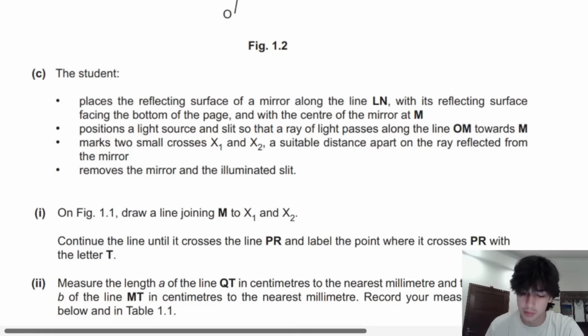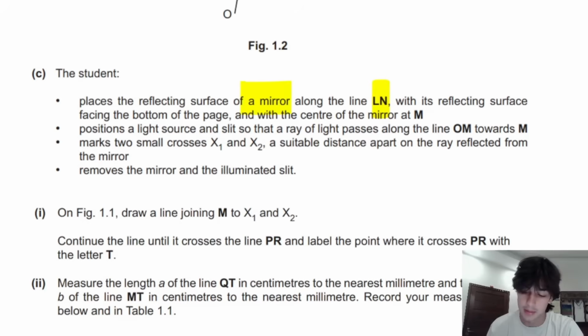Let's just move on. The student then places a reflecting surface of a mirror along the line LN with its reflecting surface facing the bottom of the page and with the center of the mirror at M. Positions a light source and slit so that a ray passes along the line OM towards M and marks two small crosses X1, X2 at a suitable distance apart on the ray reflected from the mirror. A lot of things happening. This will be confusing, but let me just simplify this for you.